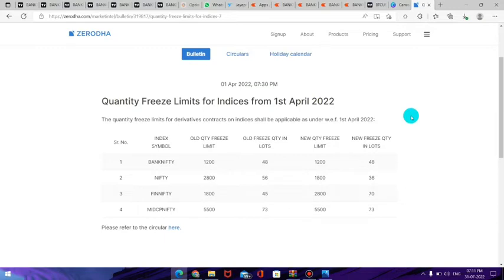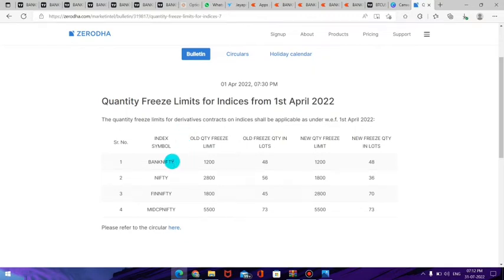Then the SEBI rules were updated year by year. Now SEBI has been fixing a freeze limit, so that only this much quantity can be traded by every index trader or options and futures trader. Every trader can trade only this much lot size, and they are limiting it right now. According to the new update of 1st April 2022, the freeze limit has been updated as per the indices.